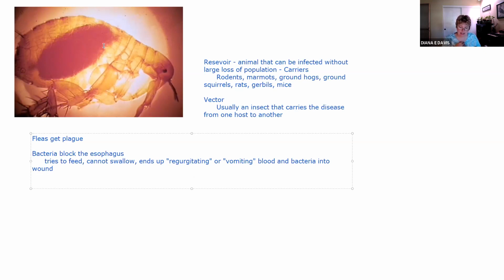Because the flea cannot swallow, the flea is hungry, it's starving. So it becomes more aggressive and bites more frequently. Eventually, it dies of usually dehydration. Dehydration will kill you faster than starvation. And that's true for fleas as well as people, or they will starve to death. So that's the flea's role as the vector.